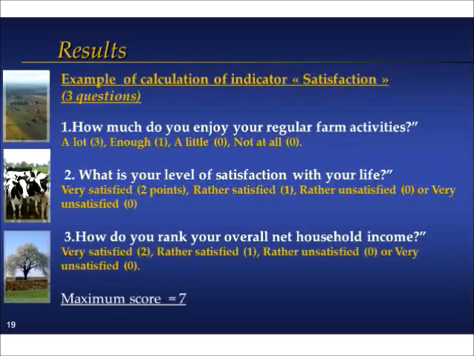And another one: how do you rank your overall net household income? You know, the perception of household income is quite more important than the objective household income. That's why, in the literature, there are some aspects that we have to take into account, and we put this question because it's very important. Some people are able to support a lot of debt, but others not. That's why we ask this question about net household income: very satisfied, rather satisfied, etc. And the maximum score was 7 for this indicator.